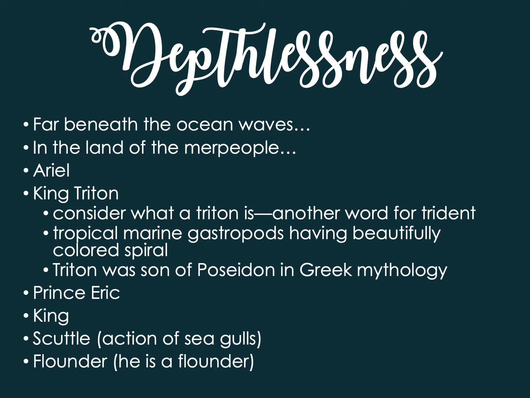So, for example, in The Little Mermaid, we have "far beneath the ocean waves." There's not really any more information on where this mermaid area is except for that, or "in the land of the mer people." We just assume, oh, it's somewhere, and we don't ask questions. We have names like Ariel, King Triton. Also consider what a Triton is. We've got a little bit of mythology being pulled in there, which is kind of cool. Prince Eric. I mean, Eric doesn't even have a last name. The king, things like that.